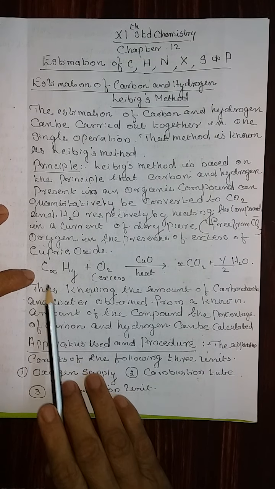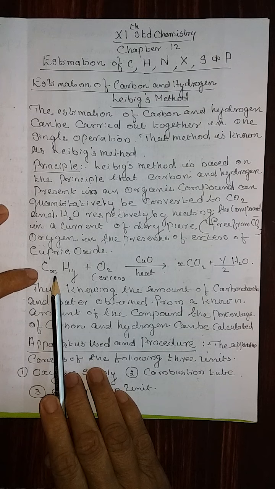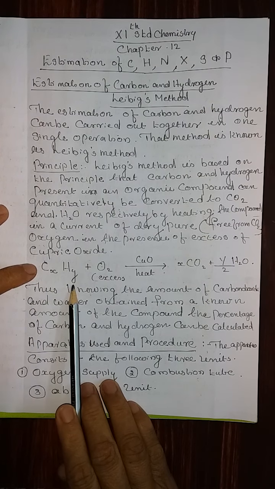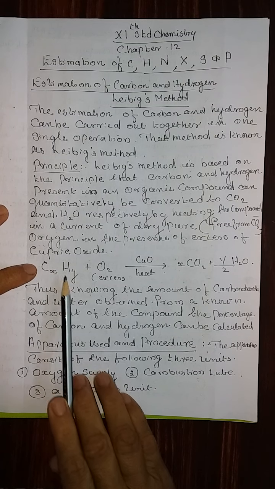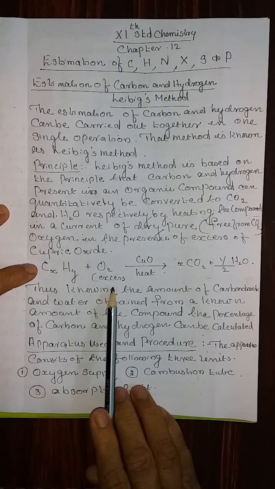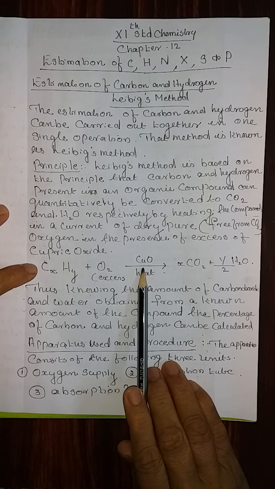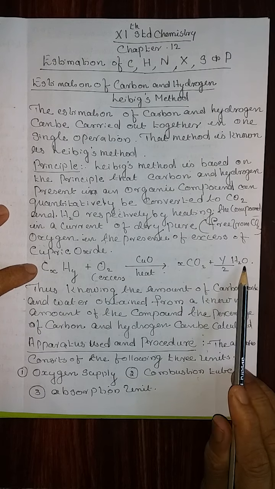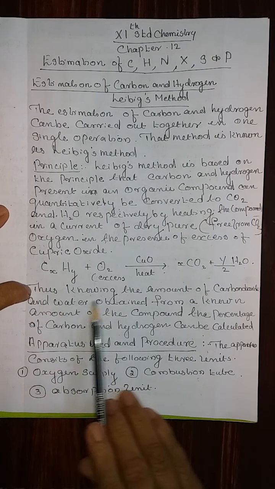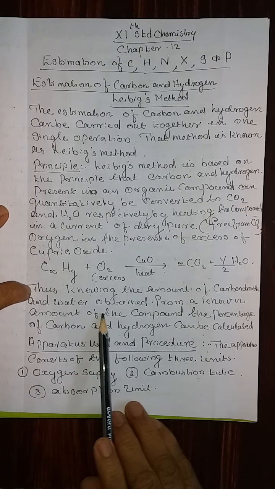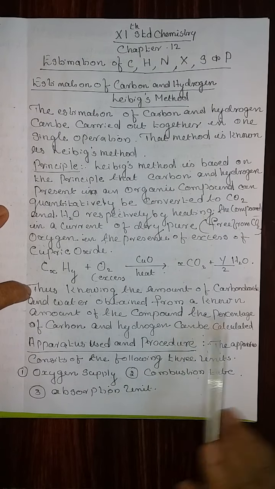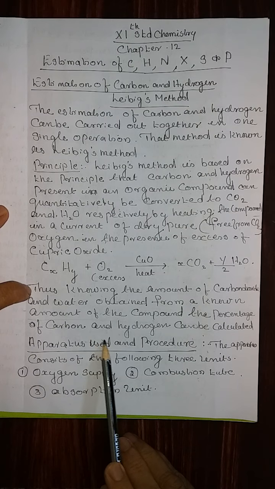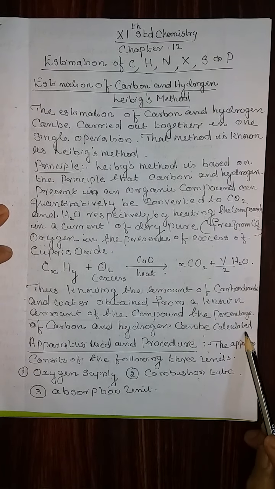Consider the organic compound formula is CxHy. x represents the number of carbon atoms and y represents the number of hydrogen atoms. When it is heated with excess of oxygen in presence of cupric oxide, the products are carbon dioxide and water. Thus, knowing the amount of carbon dioxide and water obtained from a known amount of the compound, the percentage of carbon and hydrogen can be calculated.